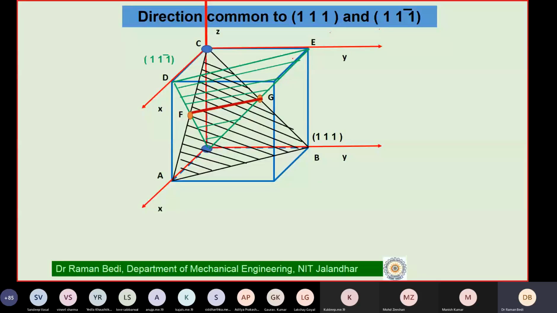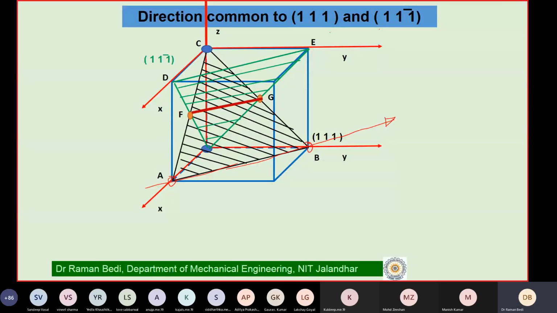Is this visible to you? Okay? Yes, sir. So earlier we concluded this AB, along this AB, was the common direction. In the last slide we said that along this AB is the common direction to these two planes. But right now I am saying that these two planes are intersecting and they are creating an intersection line FG.